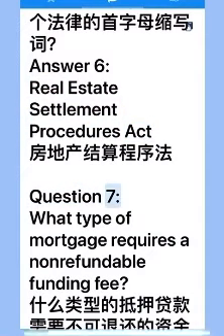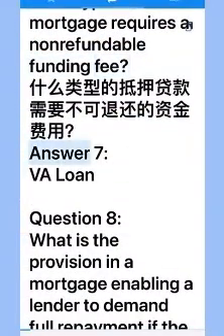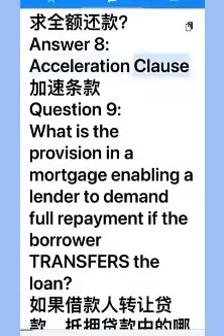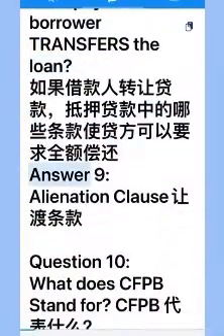Question 7. What type of mortgage requires a non-refundable funding fee? Answer 7. VA loan. Question 8. What is the provision in a mortgage enabling a lender to demand full repayment if the borrower defaults on the loan? Answer 8. Acceleration clause. Question 9. What is the provision in a mortgage enabling a lender to demand full repayment if the borrower transfers the loan? Answer 9. Alienation clause.